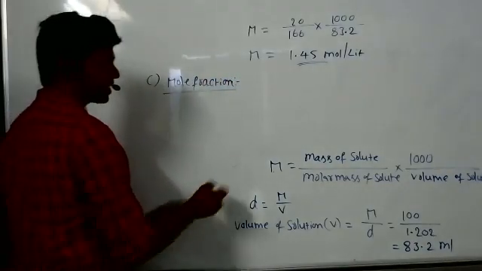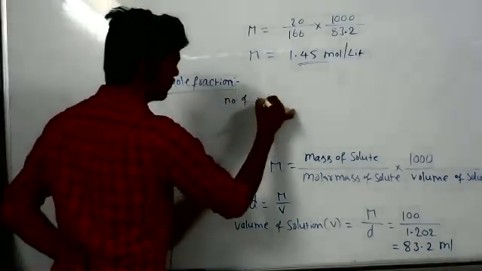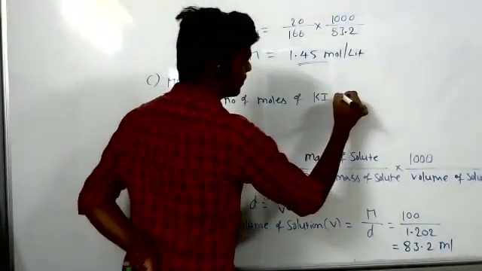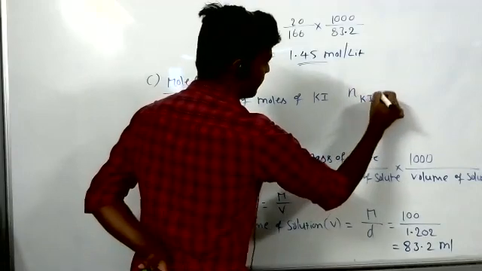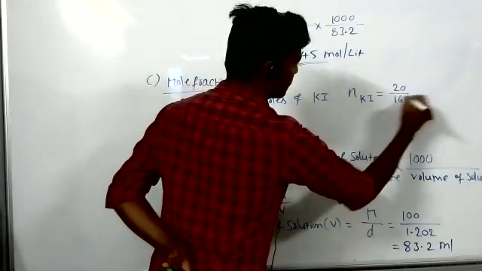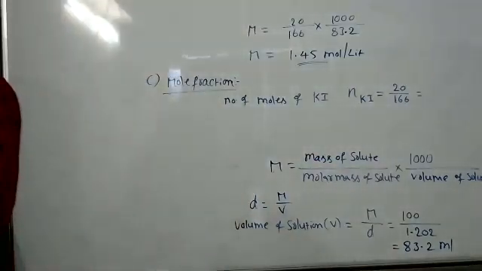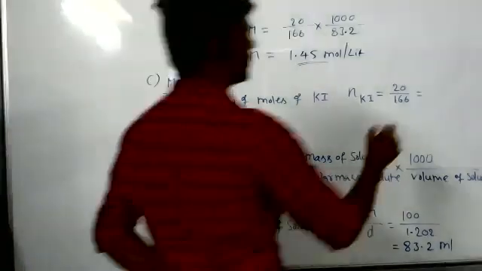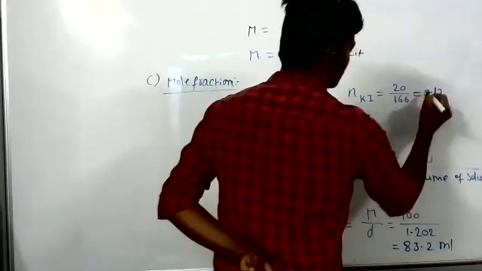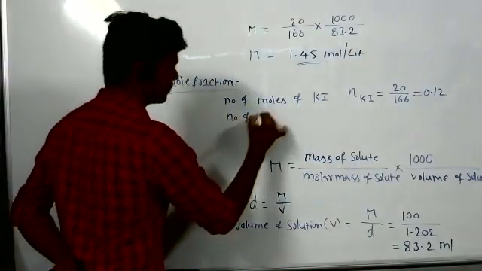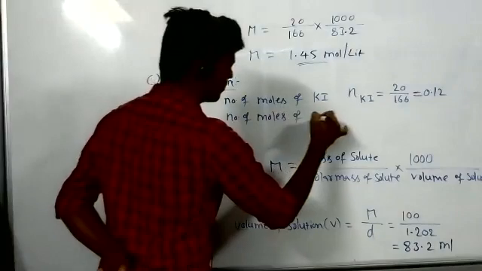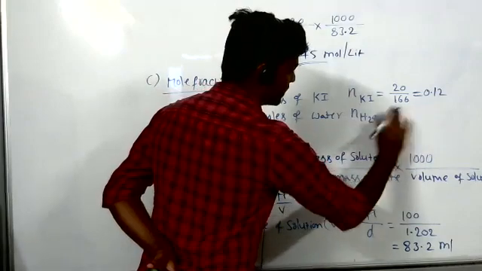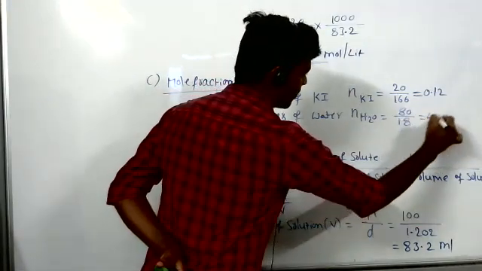Mole fraction. First, the number of moles of potassium iodide. nKI is equal to 20 by 166, which is 0.12. Next, the number of moles of water. The mass of water is considered 80 grams divided by 18. It gives 4.44.